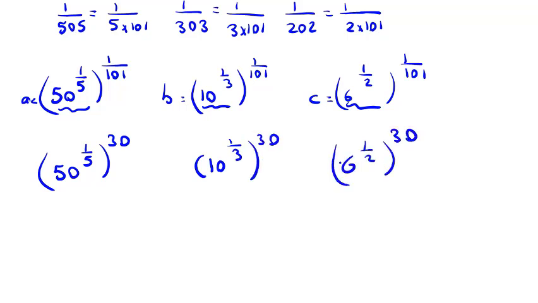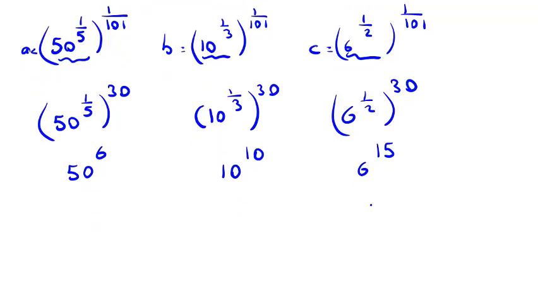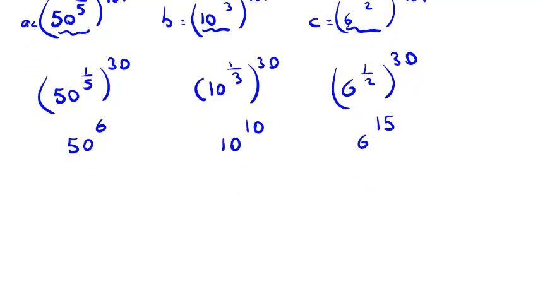Power of 30. So it will be what? The first number will be 50 to the power of 6. The next one, 10 to the power of 10. The last one, 6 to the power of 15. And now we should consider these numbers.